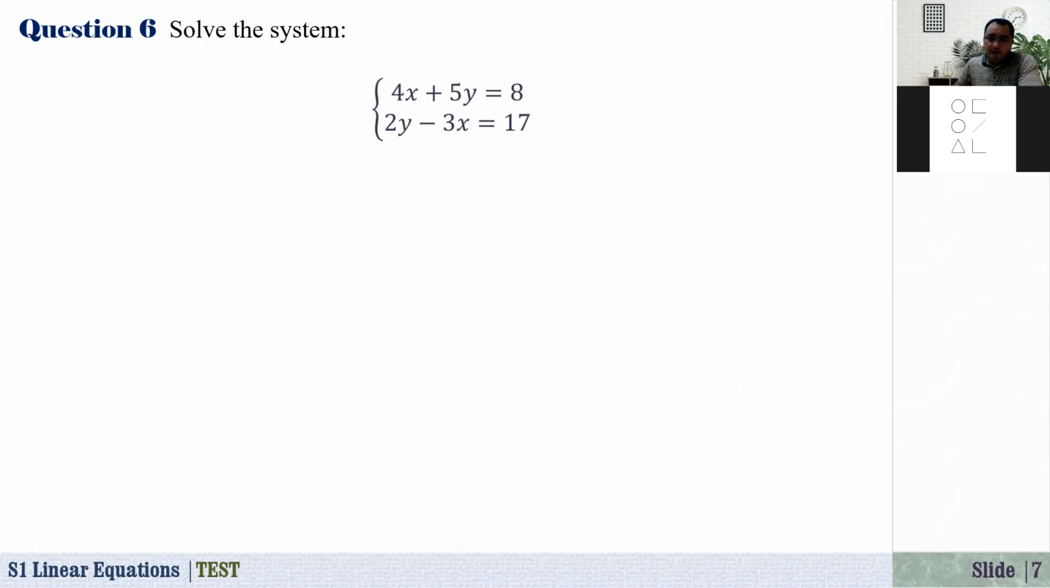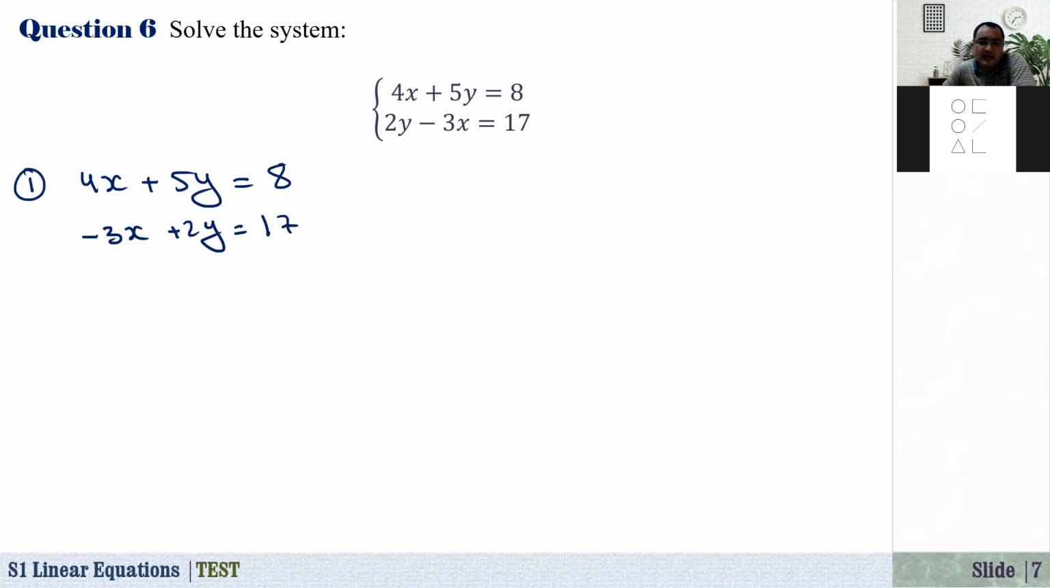Okay. Next question. Again, here we have a system of linear equations: 4x plus 5y equals 8, and 2y minus 3x equals 17. As you see, it's not written in alphabetical order. First, I'm going to change this and write x first, then y. In the first equation, we have no problem: 4x plus 5y is equal to 8. In the second one, it is negative 3x plus 2y is equal to 17, because addition is commutative: A plus B is equal to B plus A.